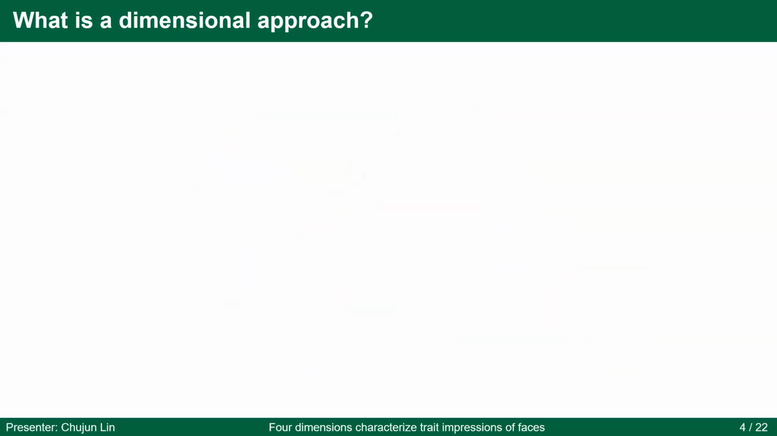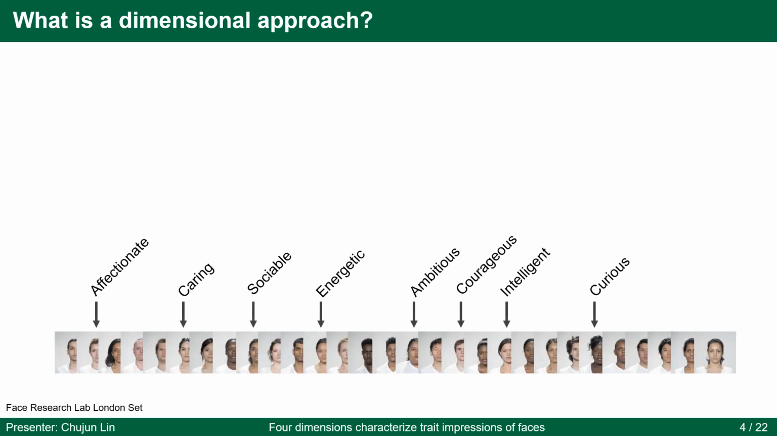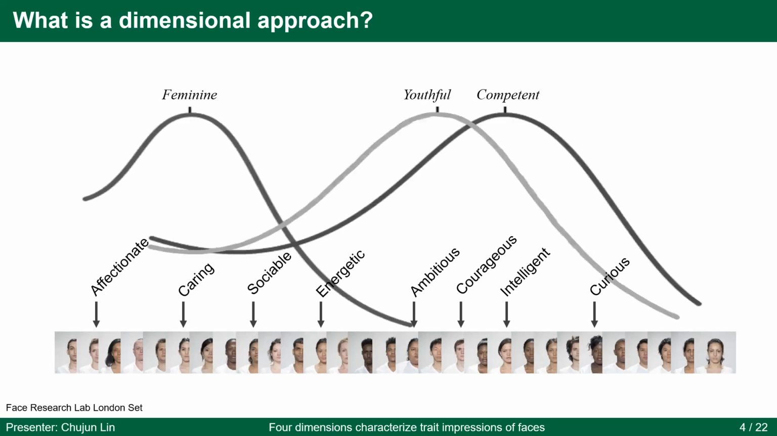Similarly, when people look at faces, we spontaneously form impressions about their general dispositions, such as whether they seem to be affectionate, sociable, or intelligent. Are the various trait impressions we form from faces the result of the combination of just a few trait dimensions, say femininity, youthfulness, and competence? If so, the impression of someone looking sociable may just be a combination of someone looking 35% feminine, 12% youthful, and 8% competent.